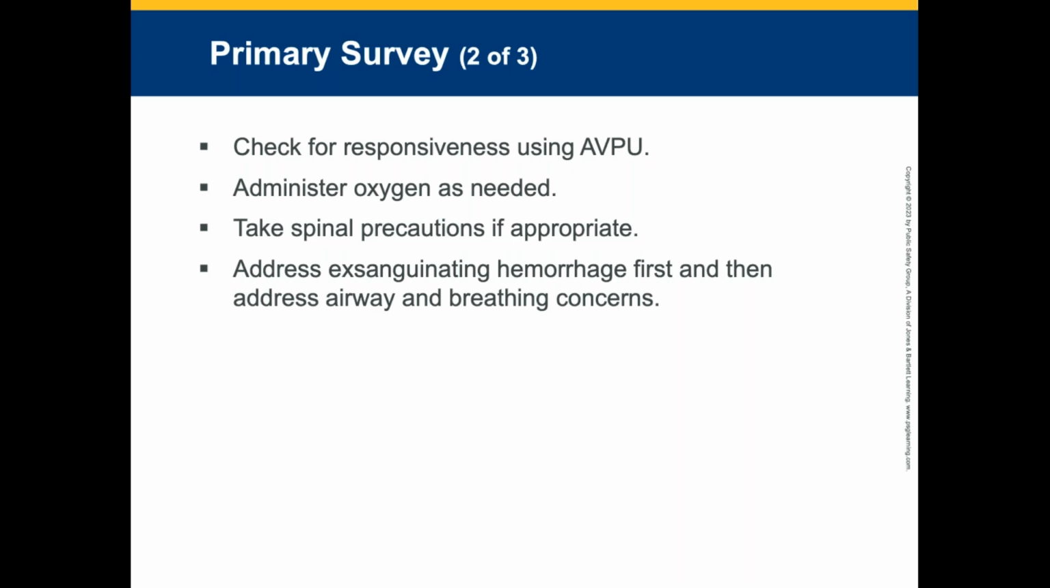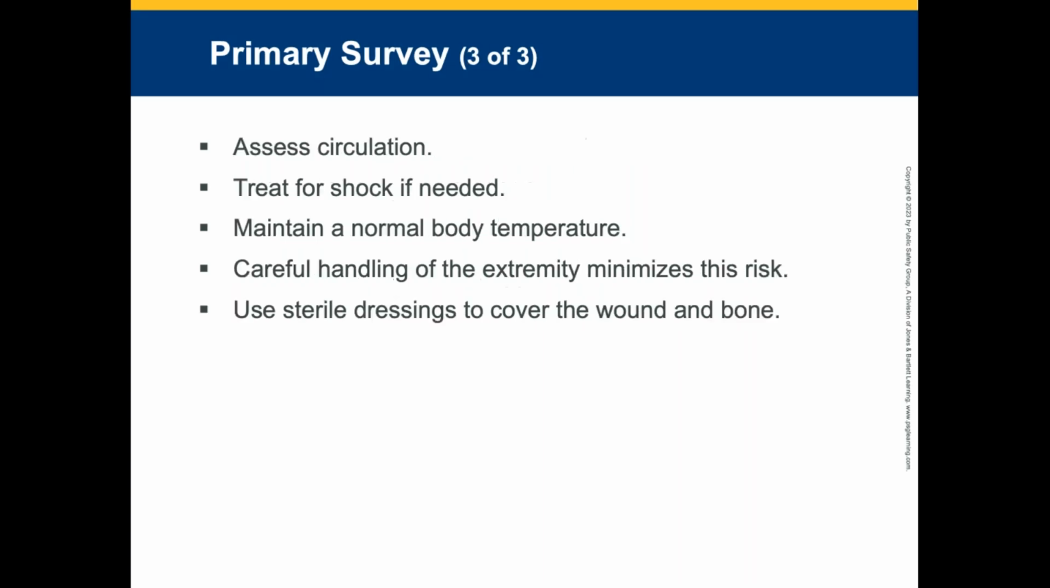So play it as a clinician. Look at your patient. Do they need it? Do the indications, the mechanism of injury, and what you see in front of you based on your evaluation require O2 administration? If a spinal injury is suspected, obviously take appropriate cautions and address any hemorrhage first. You can try to fix the airway, but if they bleed out, they're dead anyways. So control the bleeding. Assess circulation, treat for shock, right?